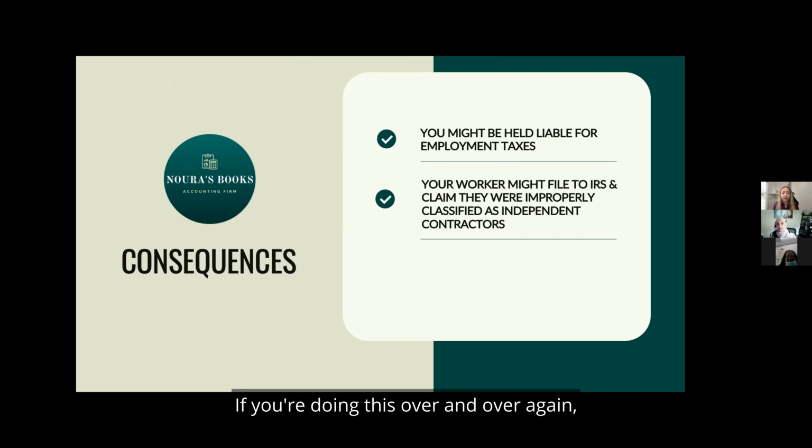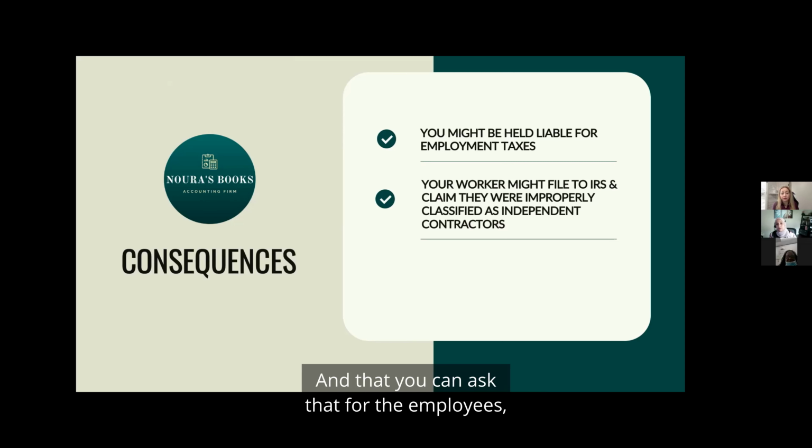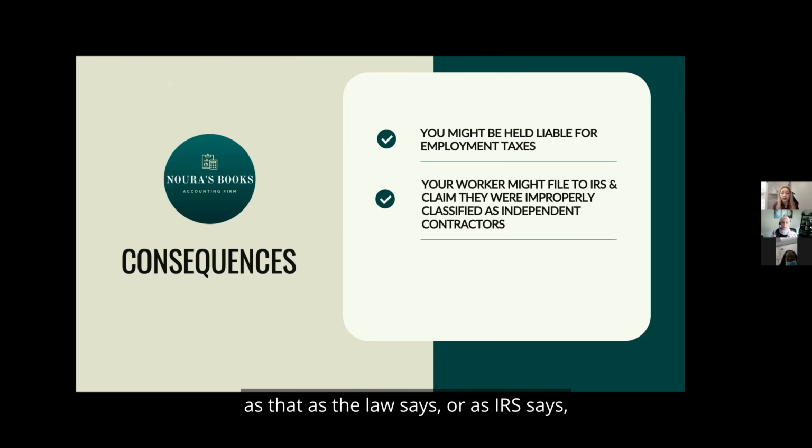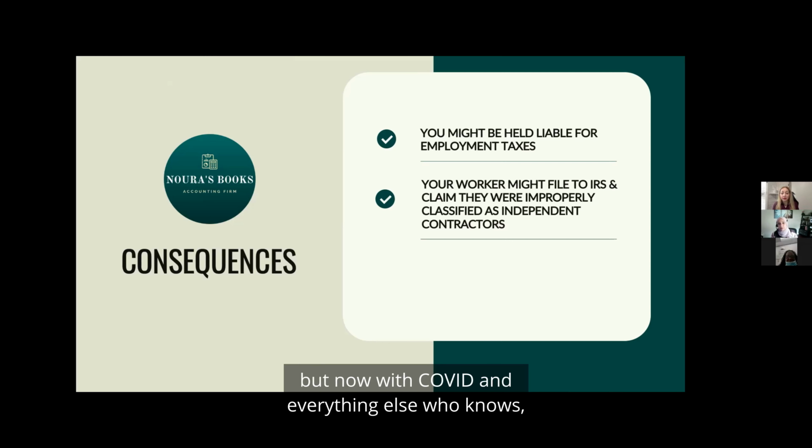If you're doing this over and over again, that can help you determine how you are supposed to be hired. And you can tell your employer that this is the determination through the IRS, and you would like to be classified as that, as the law says, or as the IRS says. So they have to do that for you. Or if you're an employer, the same form can be filed for any position you want to hire for. As I said, it usually takes 6 months, but now with COVID and everything else, who knows, everything takes longer.